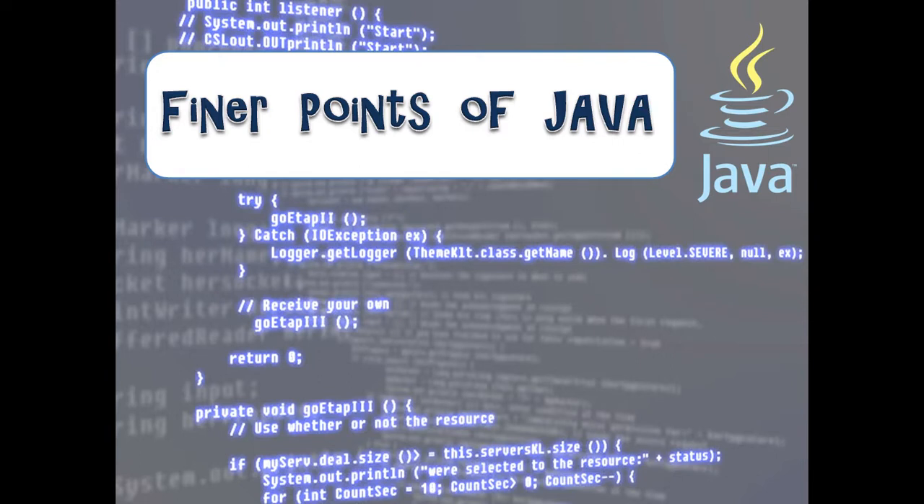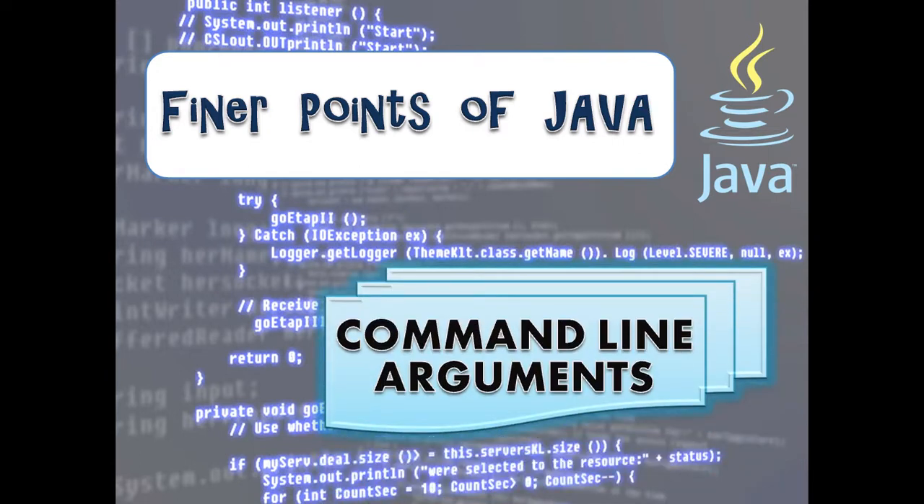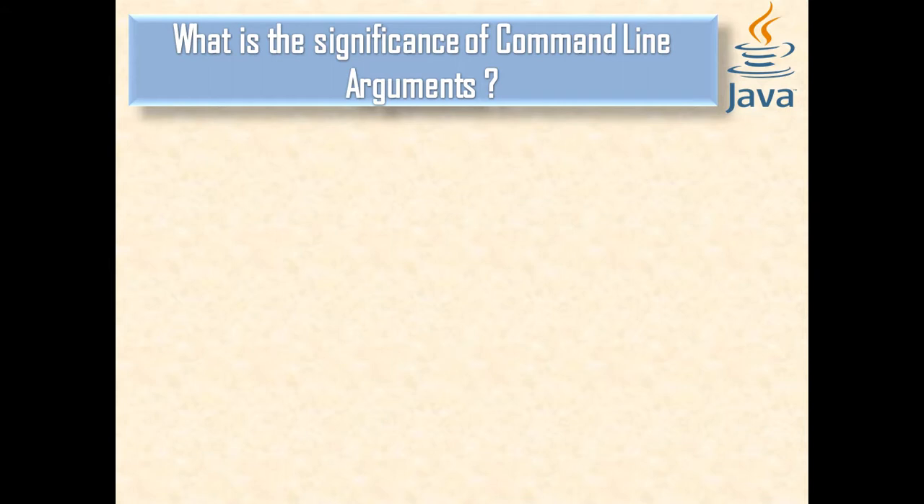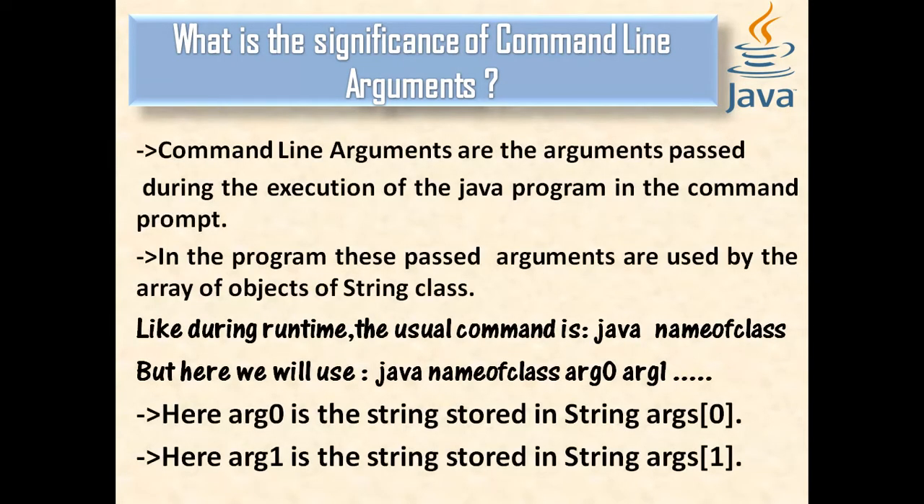Today, the topic for the discussion is command line arguments. So, firstly, discussing the theory part. What is the significance of command line arguments? Basically, these are the arguments which are passed during the execution of Java program in the command prompt.